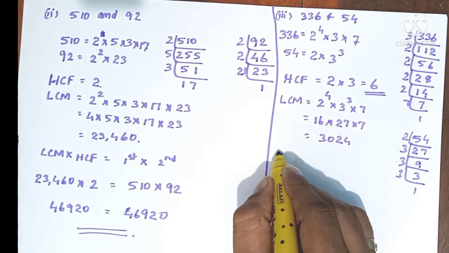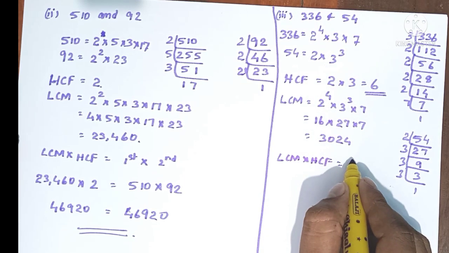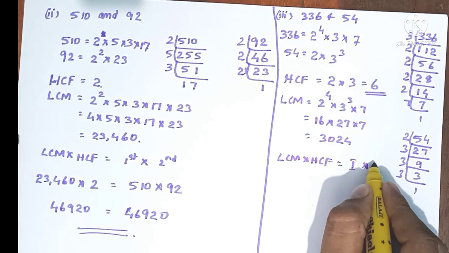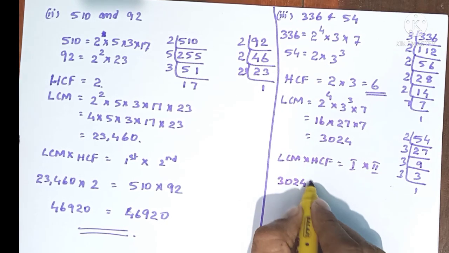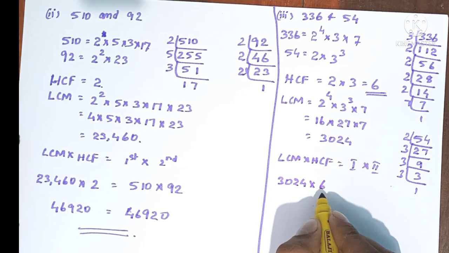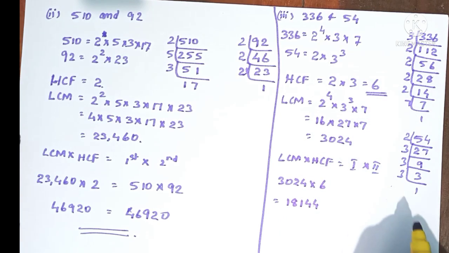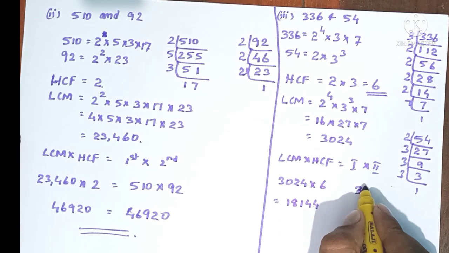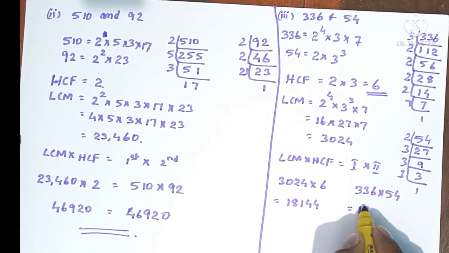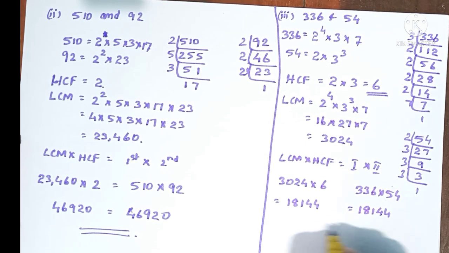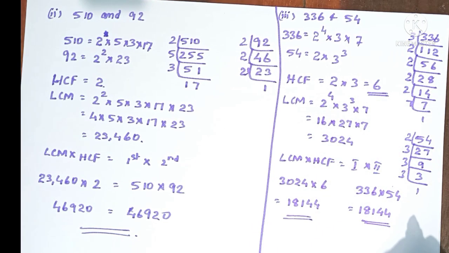Now we have to verify that LCM into HCF is equal to product of first number into second number. So 3024 into 6 is equal to 18144, and here 336 into 54 is also equal to 18144, hence verified. Clear?